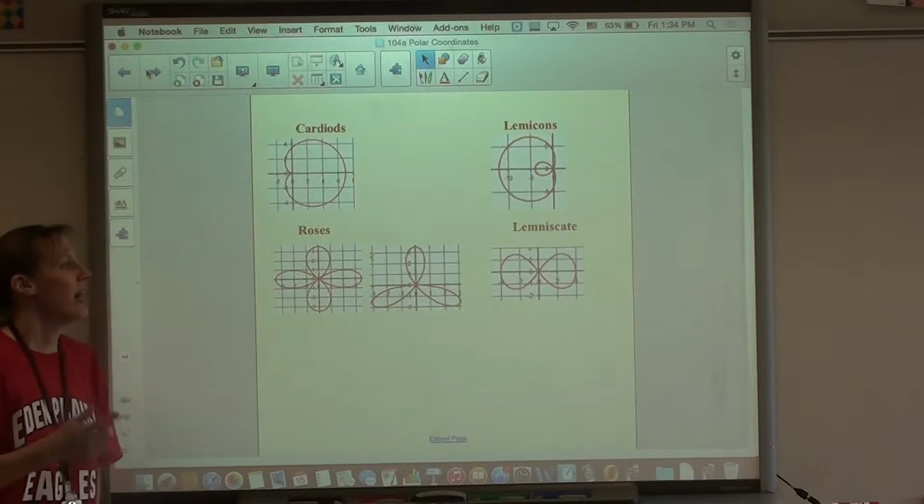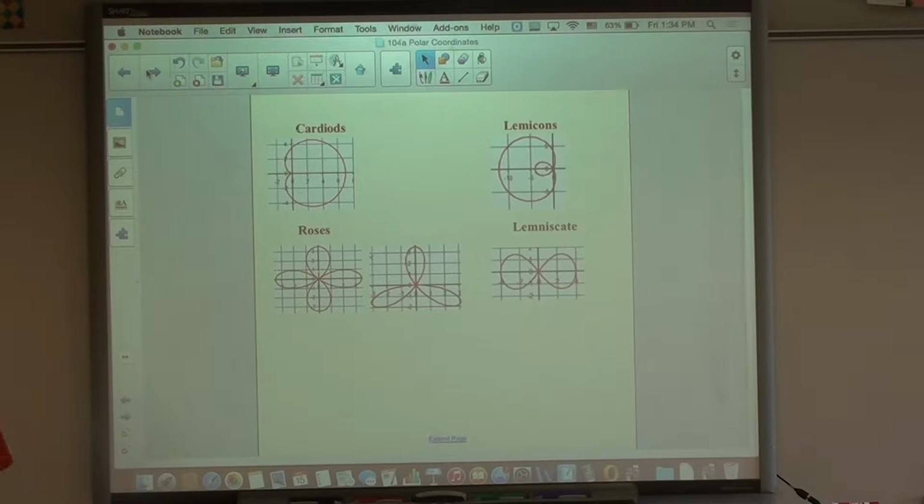Alright, you do not have to memorize these, but you will, over the course of the next couple of days, probably become fairly familiar with them anyway, because we'll be doing a lot of this stuff. So, cardioids. I remember doing these graphs when I was in pre-cal. I did not put it together until today, third period, that a cardioid is called a cardioid because it looks like a heart. Cardio. Now we know.